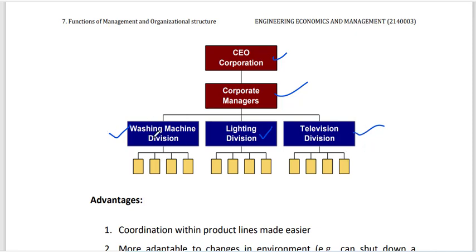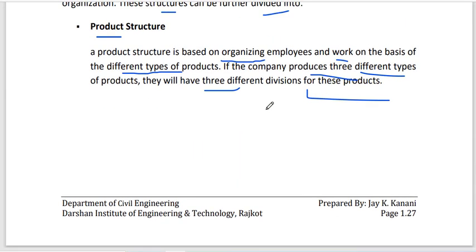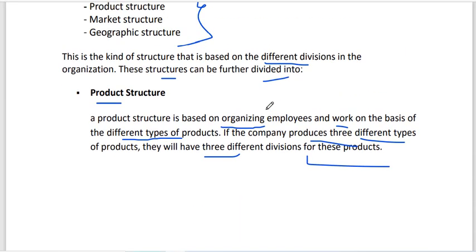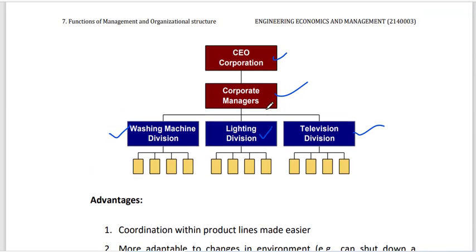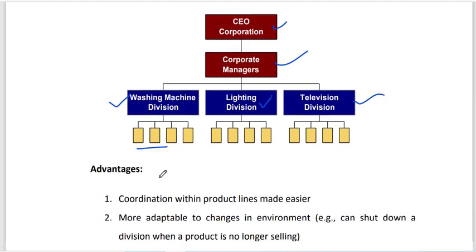Laptop department. So like this, one company is there, and they will make different types of product. So product structure means we have to divide based on their product. Simple. Here they have given washing machine division, lighting division, television division, in which they have four different types of employees. So this is a simple product structure.